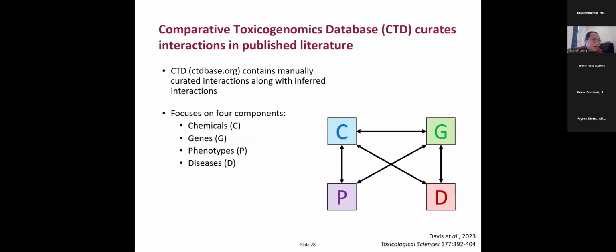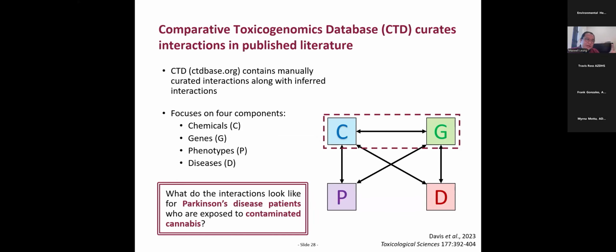So the Comparative Toxicogenomics Database is a curated literature database that captures peer-reviewed, open scientific literature, and it captures four components of information: chemical, gene, phenotype, and disease. Basically, what we are doing here is using this literature database. We look across all the information in this database, and we basically ask a hypothetical question, right?